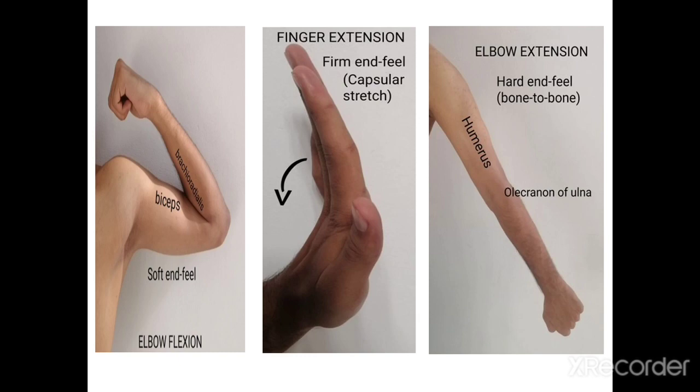And the third one is the elbow extension. Here there is a bone to bone contact, that is humerus and the olecranon process, so that will limit the elbow extension from the normal range, so that is termed as the hard end feel.